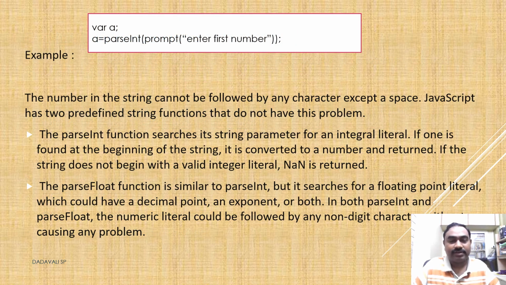Here is also one example: variable a equals parseInt within the brackets prompt. Prompt accepts the number; that is a dialog box, a window that appears at runtime of the JavaScript. You give the number to the prompt, which is initially a string, and it will convert it into an integer by parsing, then assign it to the variable a. So this is one example.